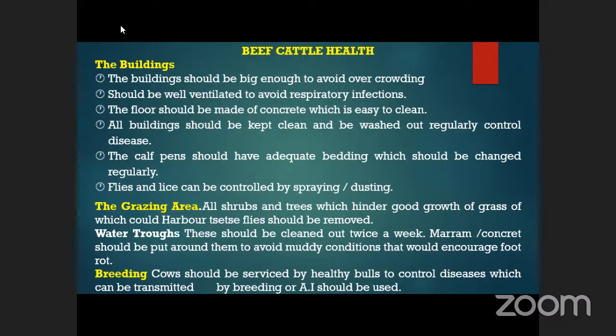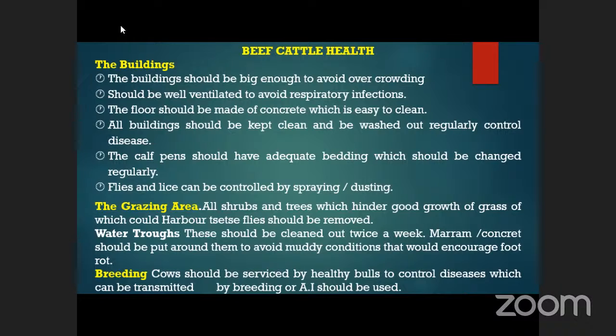At the end of the day, you'll be counting losses. So the other is, all buildings should be kept clean and be cleaned and be washed out regularly to control diseases. Just like you always wash your cups clean, you clean the house, but you take like 1 month when you're not cleaning your house. Don't wash plates, you don't do anything, you don't sweep. You see rats starting to build up their own empire there.